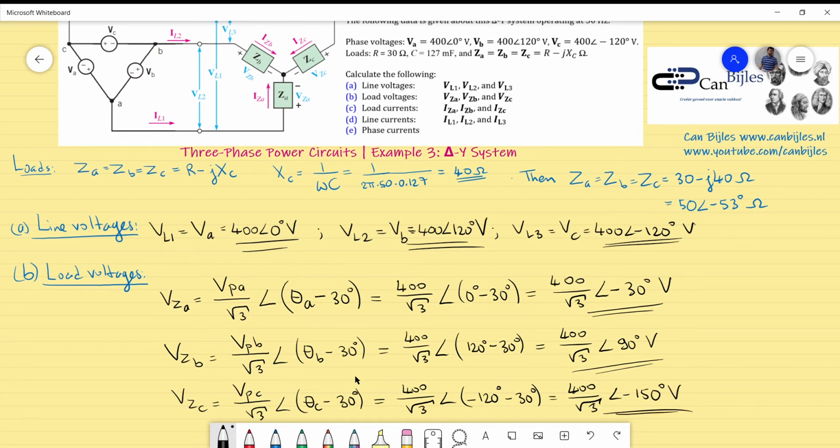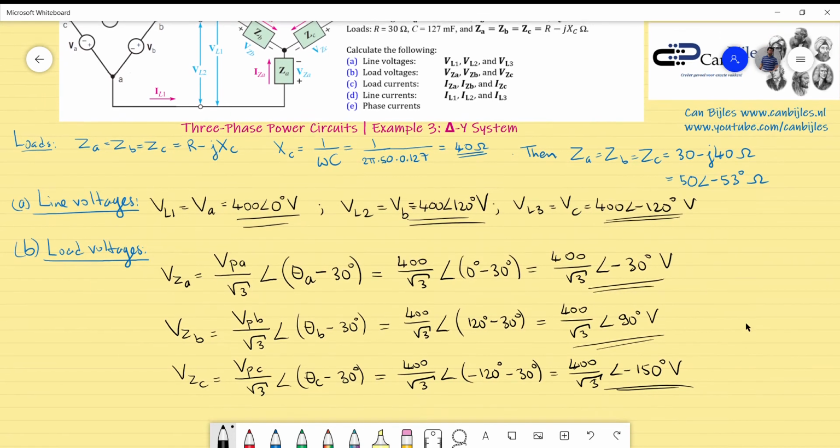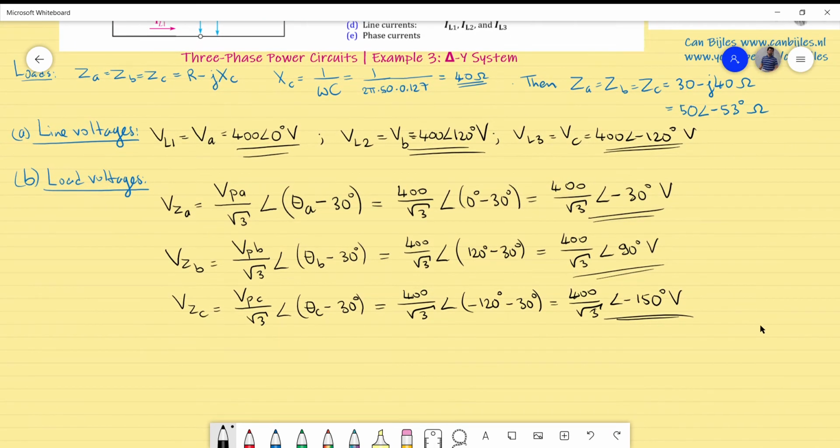Okay, now you might ask, how can you show that this is correct? Again, these formulas using the minus 30 degrees for the load voltages from the phase voltages and the phase orientation from the phase voltages is only valid for this configuration and for this sequence. If you have a different sequence, it can be a plus 30 degrees or a different value. So be careful if you follow other examples.